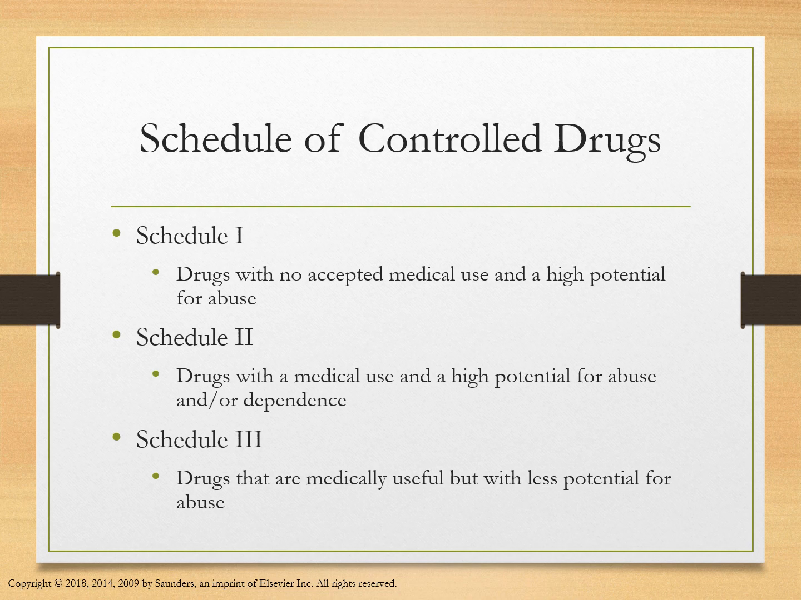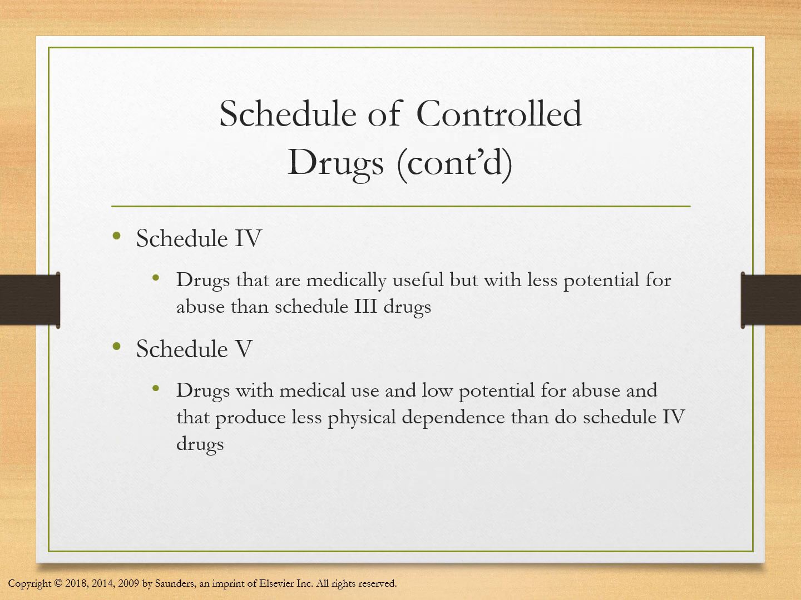Okay. Schedule 3, again, medically useful. They have less potential for abuse, and I'm getting the information here from the chart on page 639, table 33.3. Schedule 4 and 5, 5 being the lowest for potential abuse. If you can remember, Schedule 1 has no medical necessity and it's highly abused, and Schedule 5 has the lowest potential for abuse and it has medical use. That's the best thing to remember, the schedule of drugs.